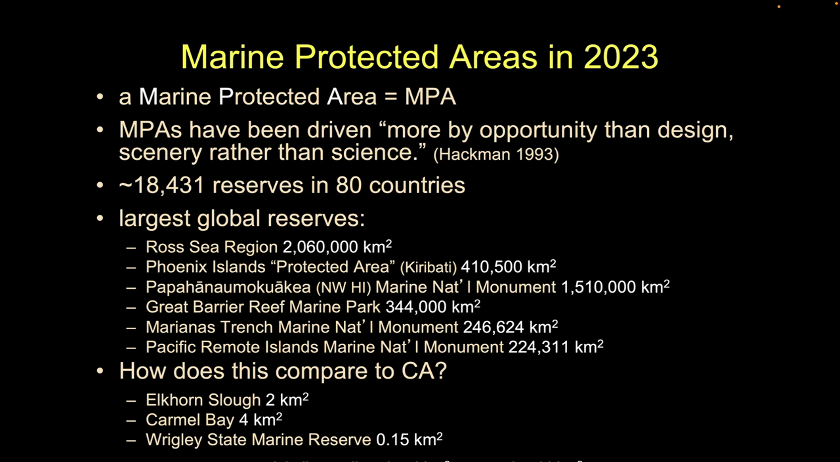Marianas Trench National Monument is also pretty darn big. It's a quarter of a million square kilometers. And then there's this sort of patchwork of many of our distant territories in the Western Pacific, U.S. territorial holdings. And those, when you add them all up, are also about a quarter of a million square kilometers. So, to leave you food for thought before we break, these are big.